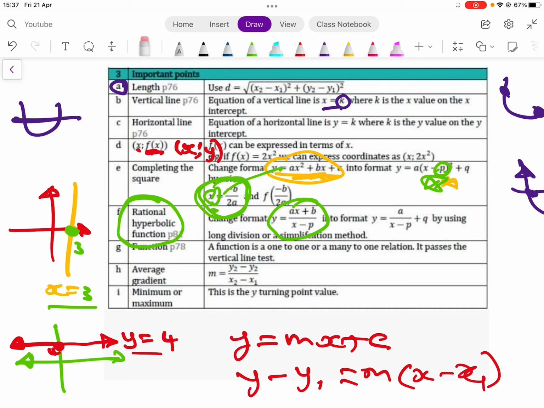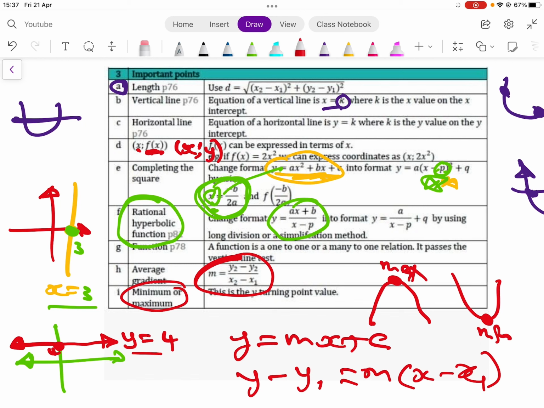There's an average gradient. You can use this to get the average gradient, and there's maxima and minima. When you have a turning point like this, it is a minimum, and like that, a maximum. That's it. Then move on.